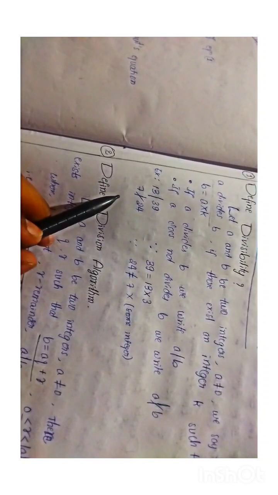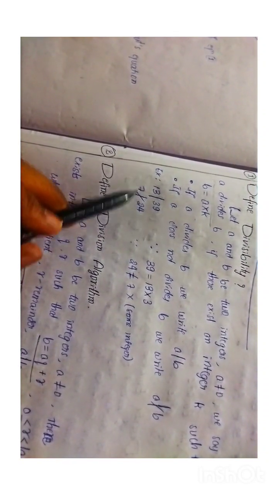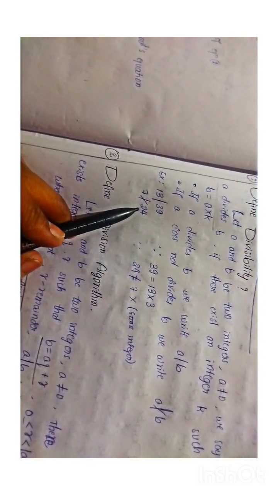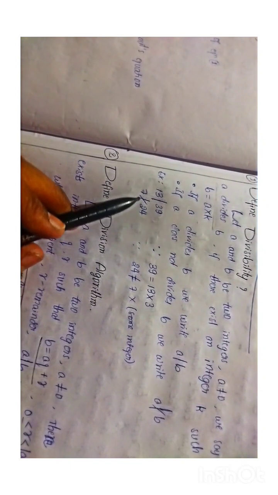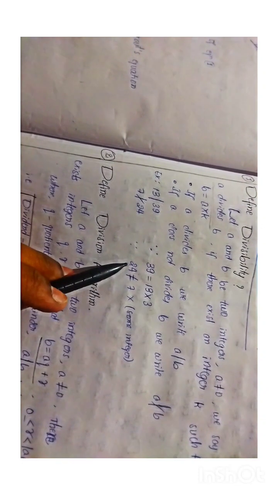In the same way, 7 and 24 are two integers, say a and b. But 7 does not divide 24. In other words, 24 is not divisible by 7. If we multiply any integer with 7, it is not equal to 24. So this is divisibility.